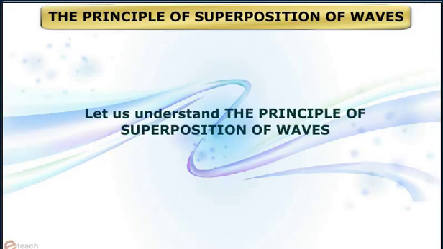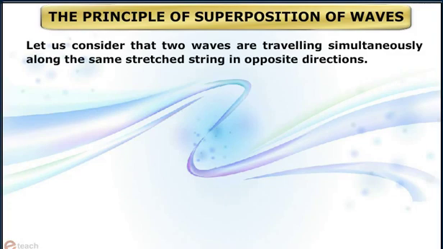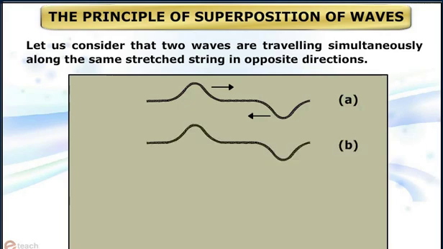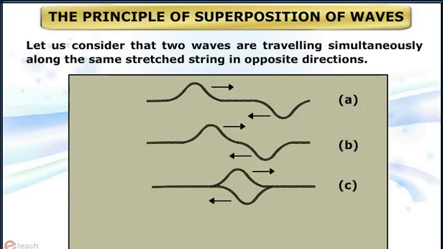Let us understand the principle of superposition of waves. Let us consider that two waves are traveling simultaneously along the same stretched string in opposite directions. This animation depicts the state of displacement of various elements of the string at different time instants.